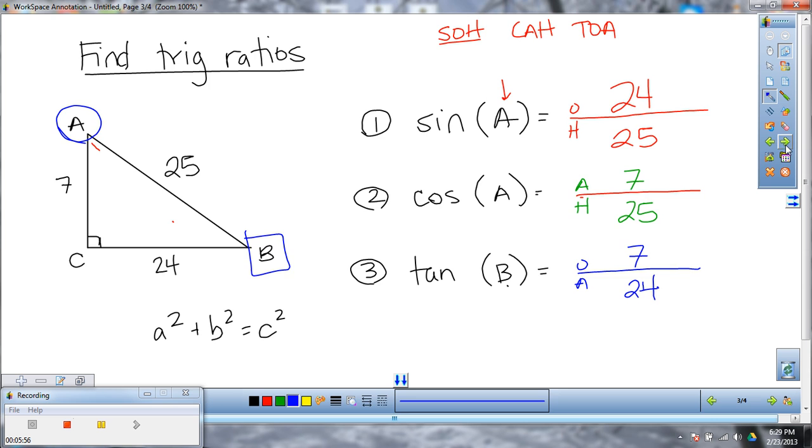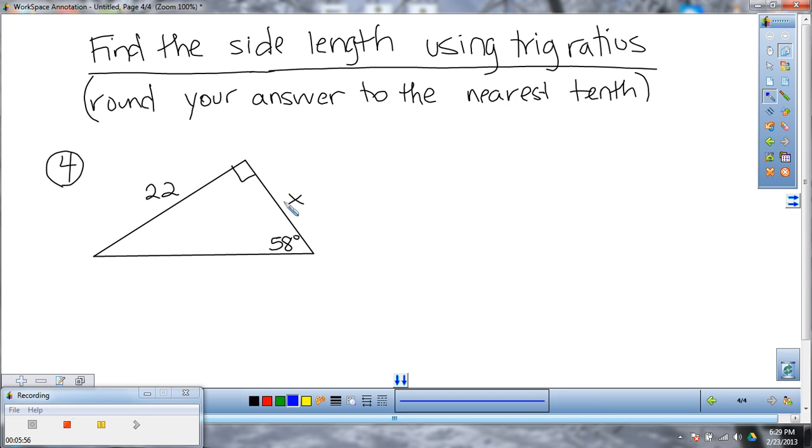The last example we're going to do is to find the side length using our trig ratios. So here we have a little information. We know that we have a right triangle. We also have a 58, which is not a special right triangle. Here we cannot use 45, 45, 90 or 30, 60, 90. We also can't use the Pythagorean theorem because we only have information on one of these sides. So if we want to find this side, we're forced to use a trig ratio.